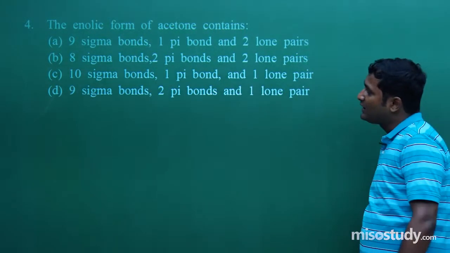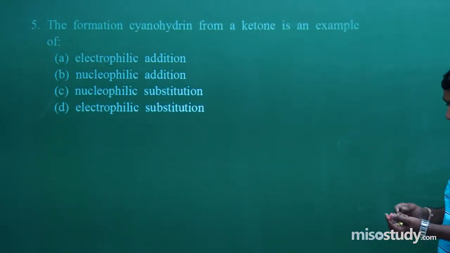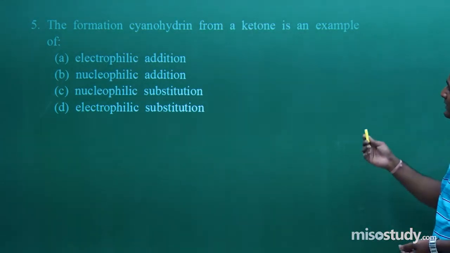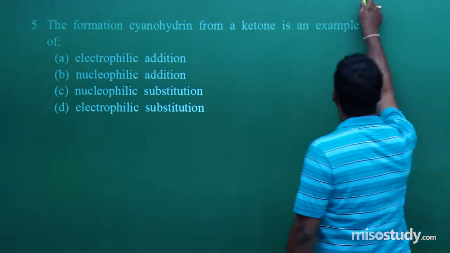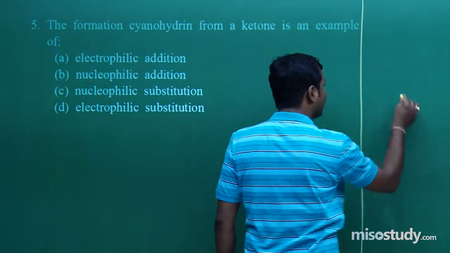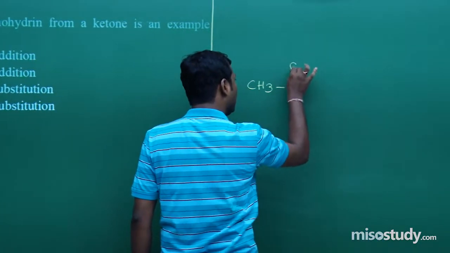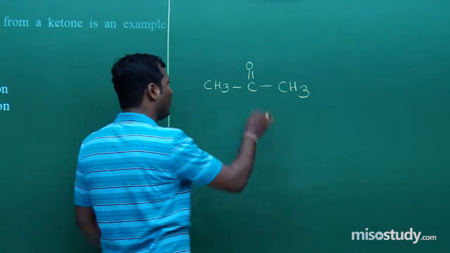Now let's move to the next question, question number 5. Look at the formation of cyanohydrin. What is given? The formation of cyanohydrin from a ketone is an example of... Look, this one is a ketone, CH3 C double bond O CH3. Clear? Now what will happen?